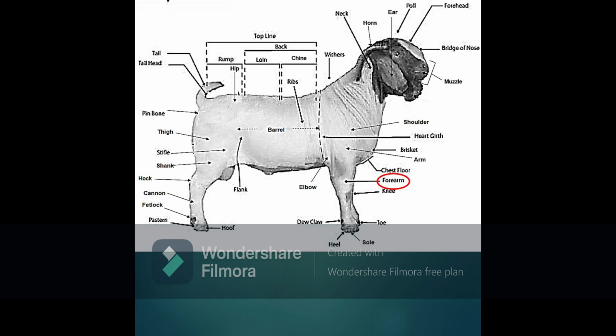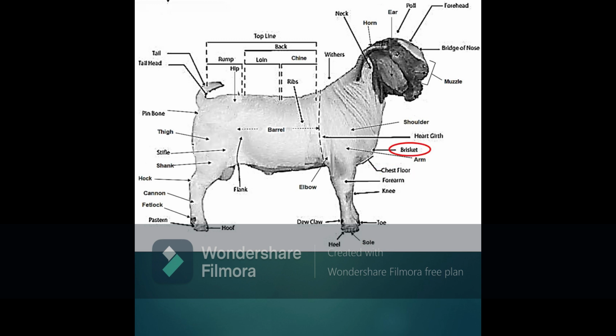of radius and ulna. The elbow, which is the joint connecting the humerus with the radius and ulna. The arm, which refers to the upper region of the forelimb where the bone humerus is located. The shoulder, which is the region around the joint connecting the scapula and the humerus. The chest floor, which refers to the ventral region of the sternum or the bottom of the sternum area.